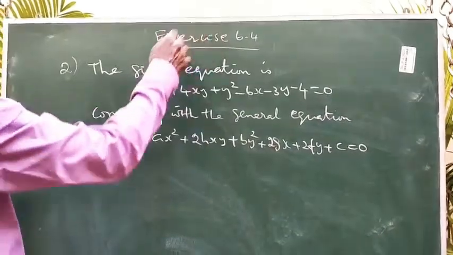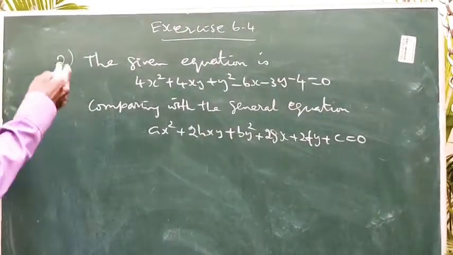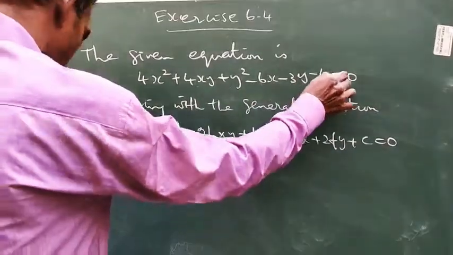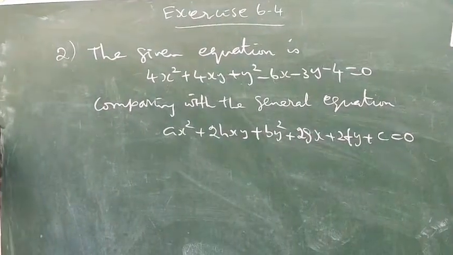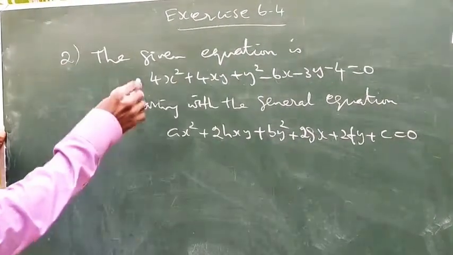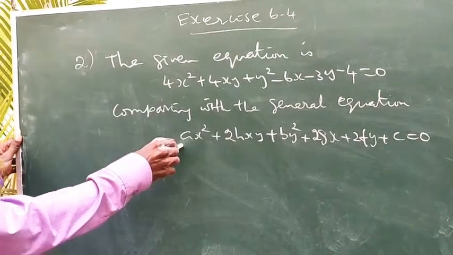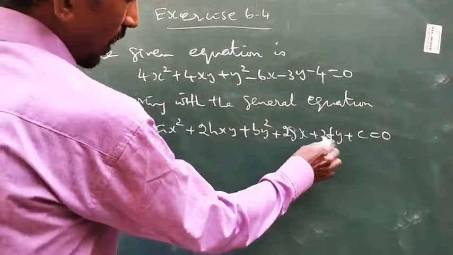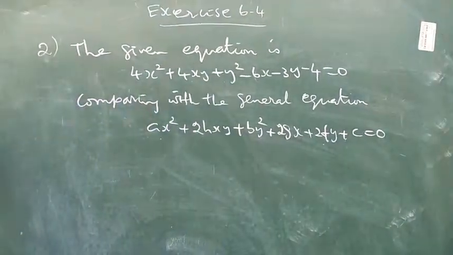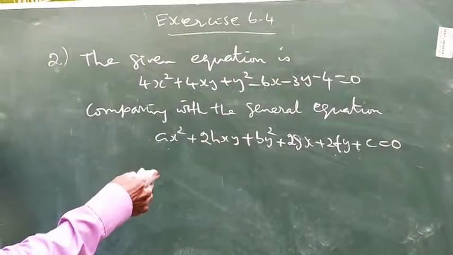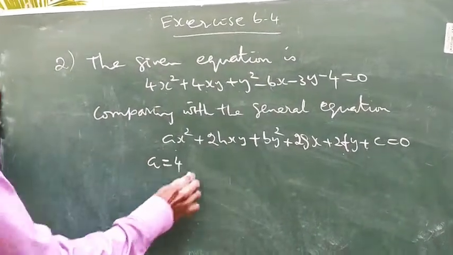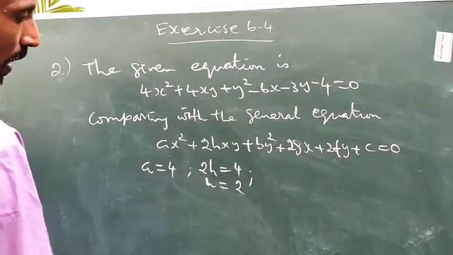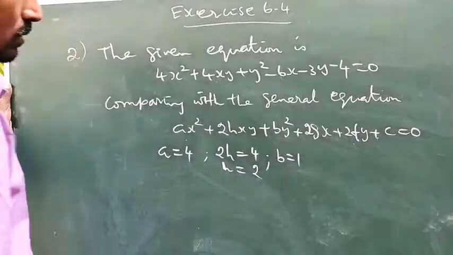Question number 2 in exercise 6.4, the question is, show that 4x square plus 4xy plus y square minus 6x minus 3y minus 4 equal to 0 represents a pair of parallel lines. Okay, my dear student, just compare the given equation with the general equation of the pair of lines, ax square plus 2hxy plus by square plus 2gx plus 2fy plus c equal to 0. Comparing with this, a equal to 4, 2h equal to 4, h equal to 2, and b equal to 1.